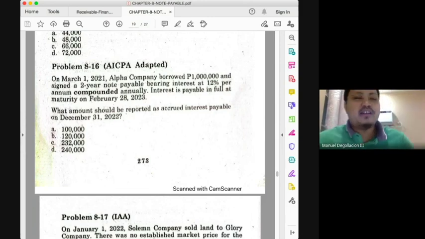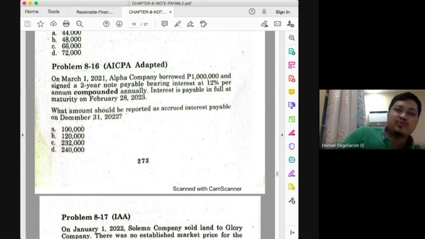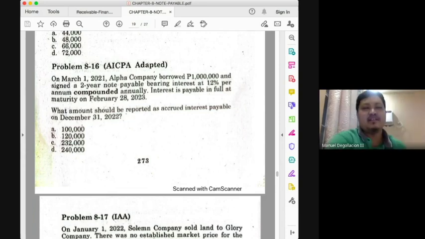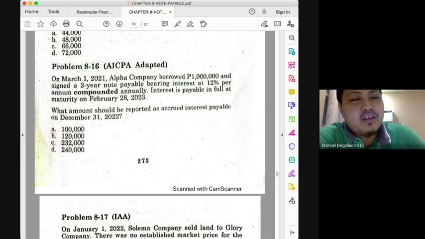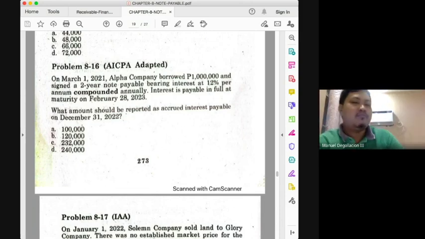Now the question is on December 31, 2022. So we will have to compute for the interest from March 1, 2022 to December 31, 2022. So that will be good for 10 months, class.